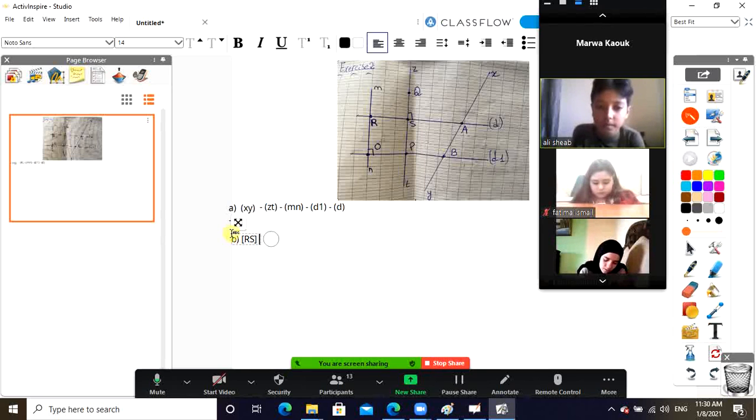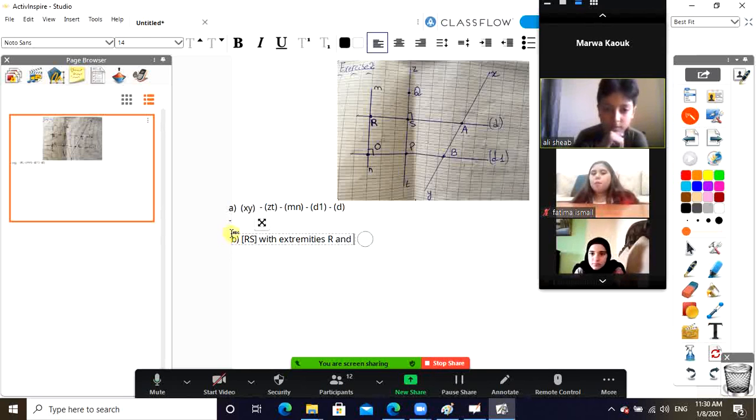With extremities, what are the extremities of RS? What are the points, the hands of the segment? R and S. Like that we call extremities, the hands, the points of the segment.